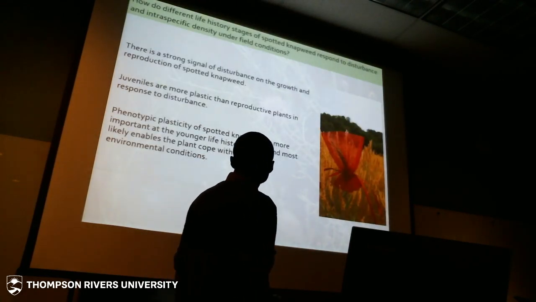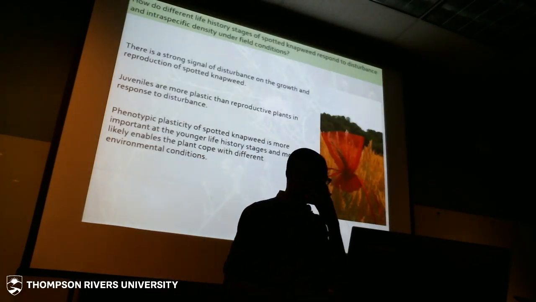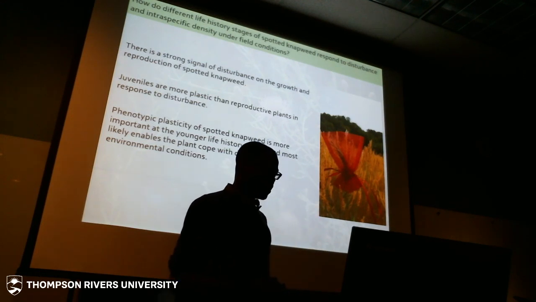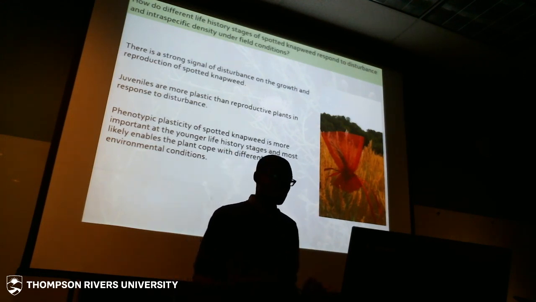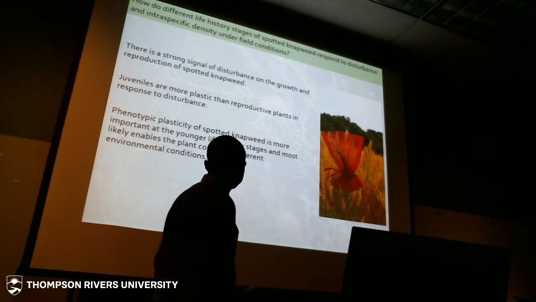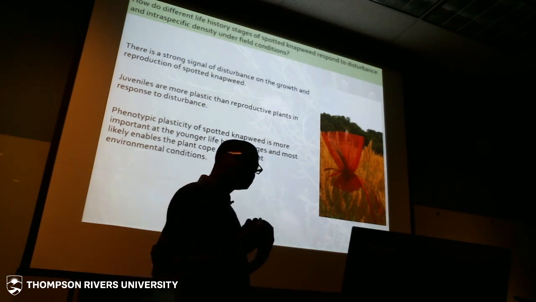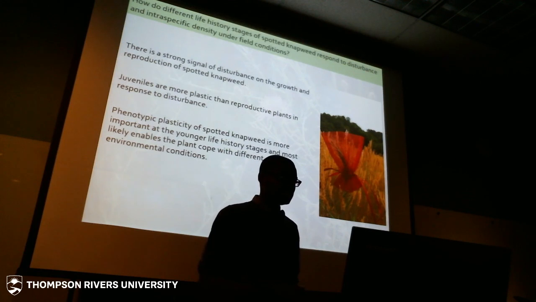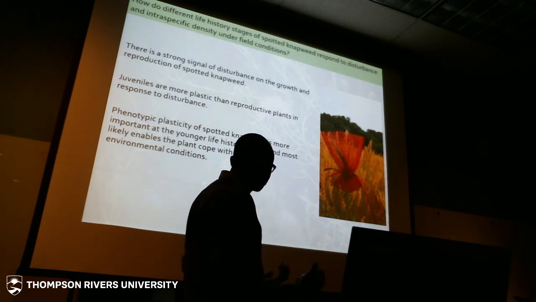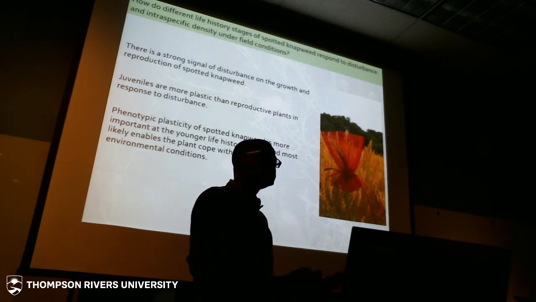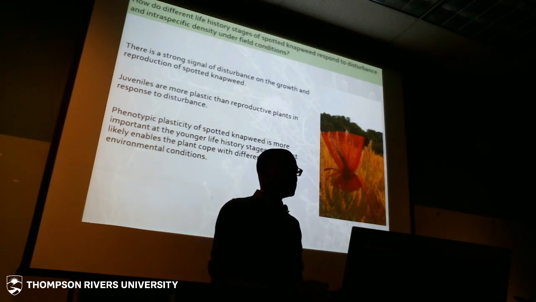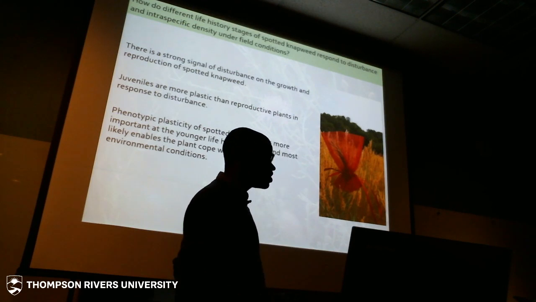And so in general, I found a strong signal of disturbance on the growth and reproduction of spotted knapweed. Juveniles tend to be more plastic than reproductive plants in response to disturbance. And it's likely that this phenotypic plasticity at the younger stage is more important, and it helps the plant to adapt to this new environmental condition. And at the older stage, this phenotypic plasticity is no longer important.